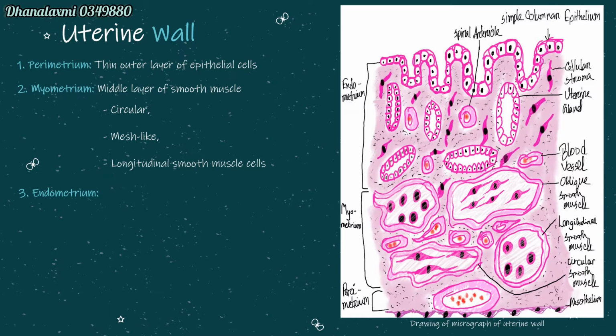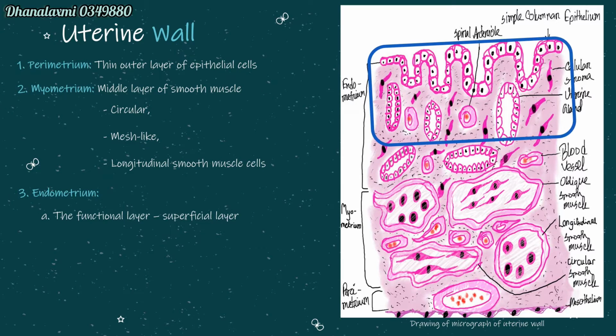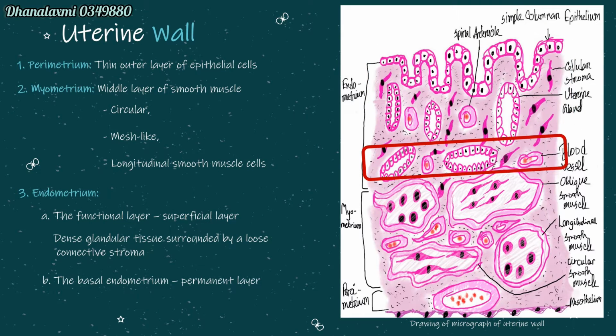It is made up of 2 layers, the functional and basal endometrium. The functional endometrium is the superficial layer, and it is made up of dense glandular tissue surrounded by a loose connective stroma. It responds to reproductive hormones which modify its thickness and structure. It lines the uterine cavity and therefore, when it sheds, this results in menstrual bleeding. The basal endometrium is the permanent layer, which contains the base of the glands, dense stroma, and large vessels. It generates the new functional layer each month.